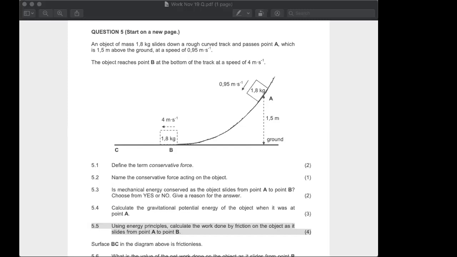Okay. Right. How many of you did it using WNC? Who used WNC? I did. Anybody else? Me. Two. Anyone else? Three. Okay. So if you use WNC, what will we say? WNC is equal to delta EK.